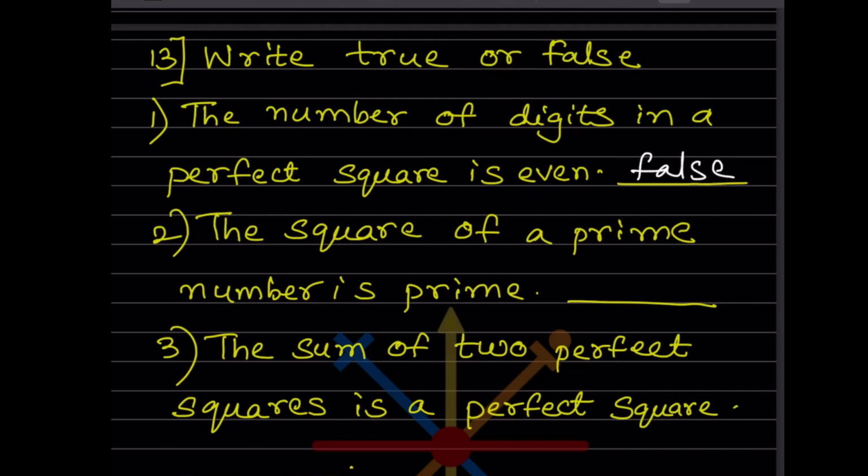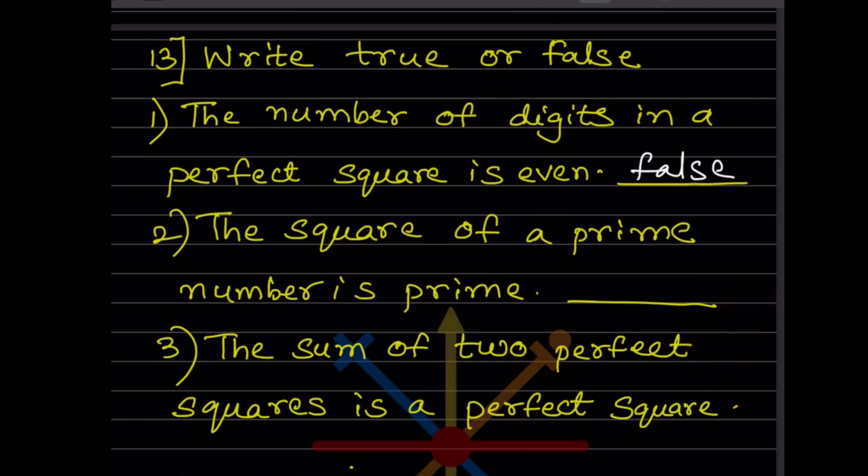The square of a prime number is prime. So here this is false. When you take the square of a prime number, it's not a prime. See here, suppose I take the number 2. 2 is a prime number. If I take the square of it, that is going to be 4. 4 is not a prime number. If I take 3 square, 3 square is 9. So the square of a prime number is not a prime number because 9 is not a prime number.